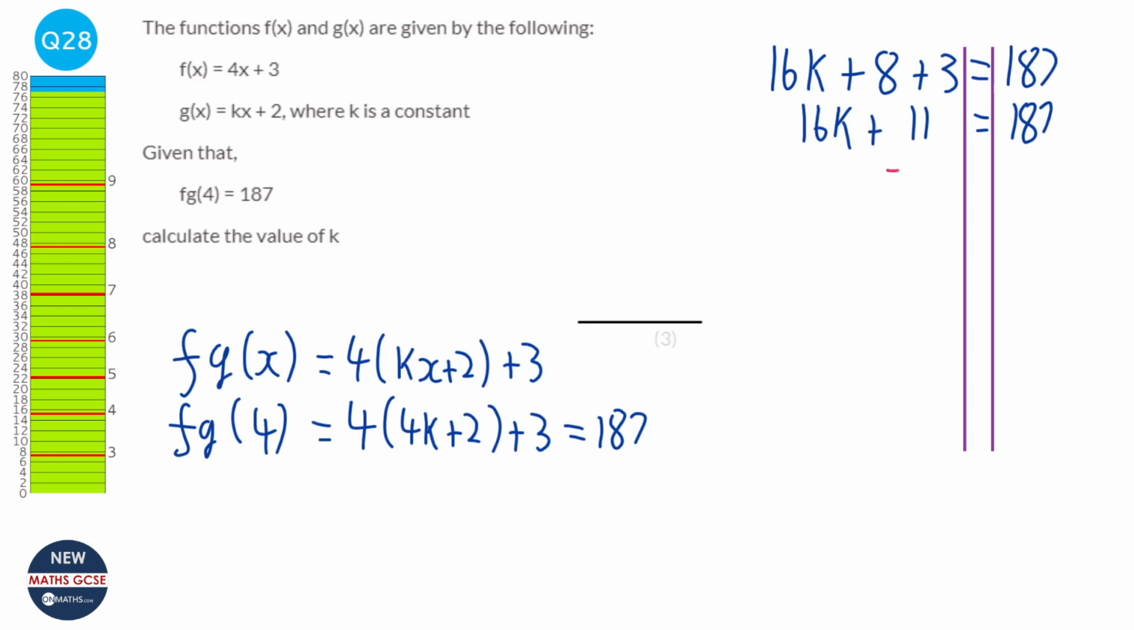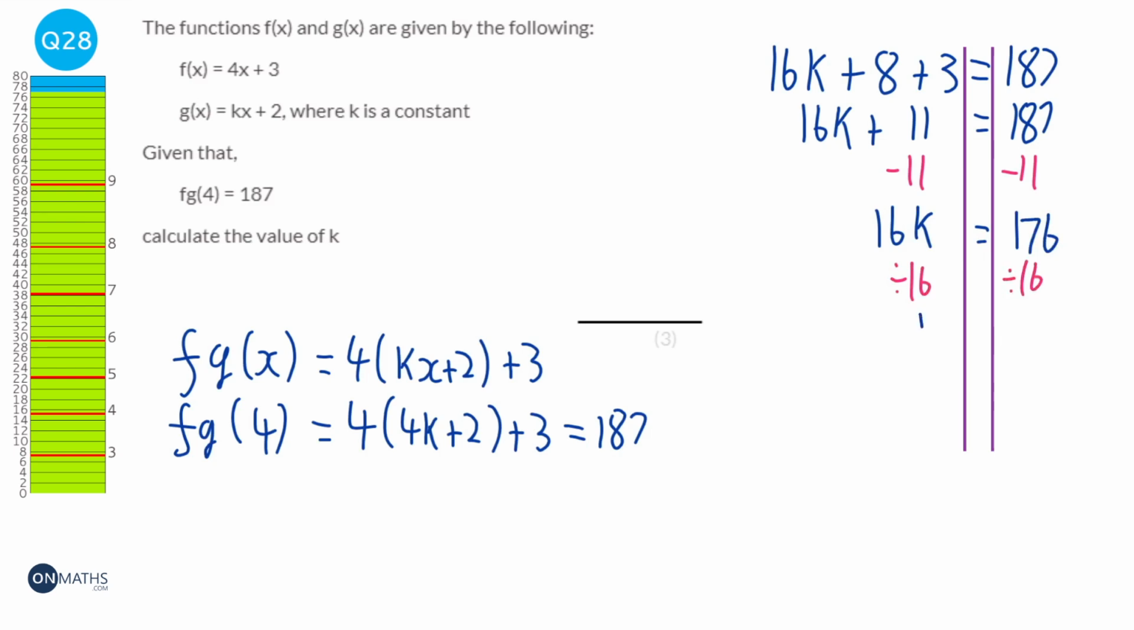So we're going to take away that 11 from both sides. So we've got 16k equals 176. And then we can divide by 16 both sides. So we've got k equals 11.